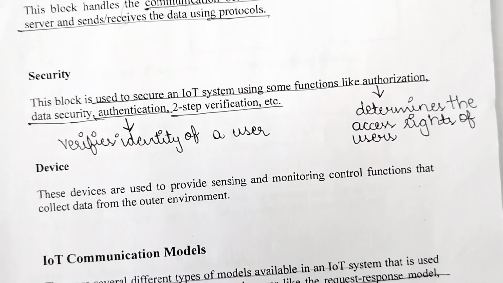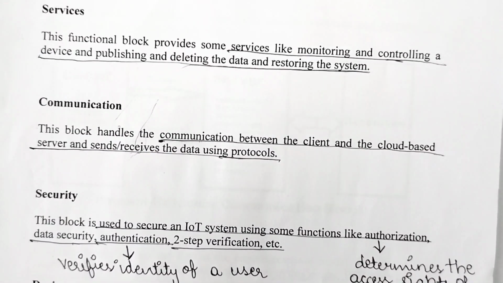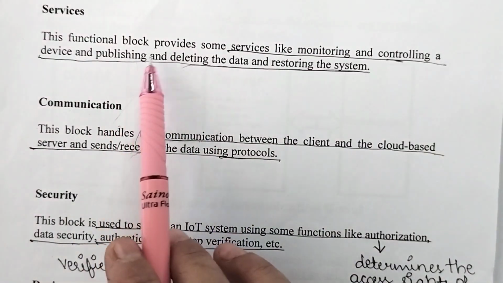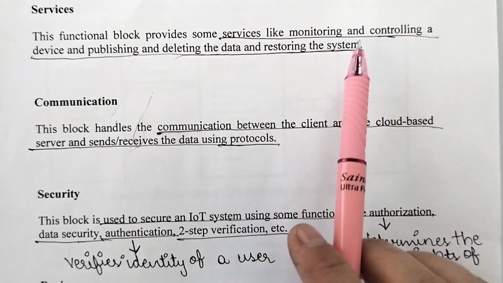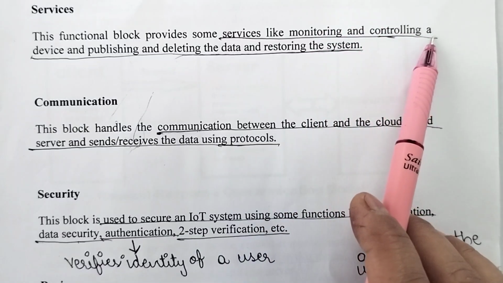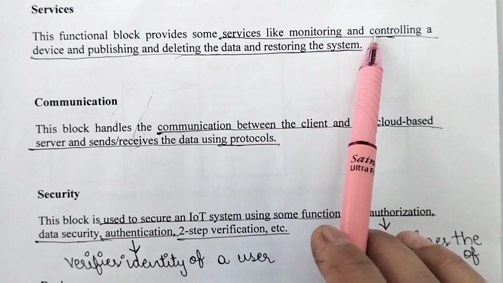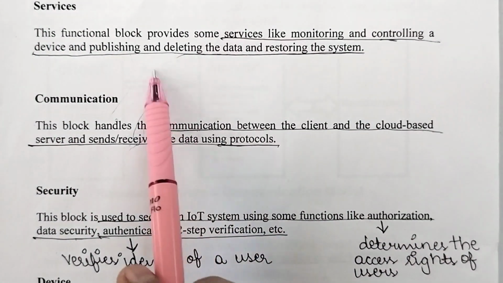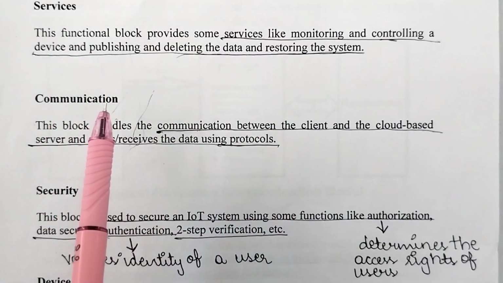Then comes the third functional block, that is your services. When we talk of this particular functional block, it is providing some services. What kind of services? Like monitoring and controlling a device. We need to monitor and control the devices on a continuous basis. So, this service of monitoring and controlling a particular device is provided by the services functional block, and then publishing and deleting the data and restoring the system, this service is also provided by the services functional block.